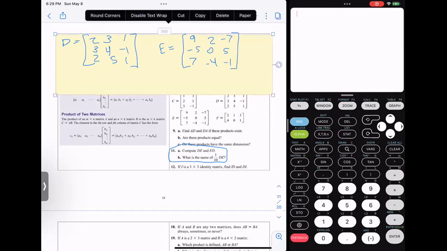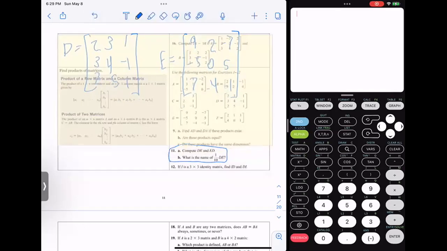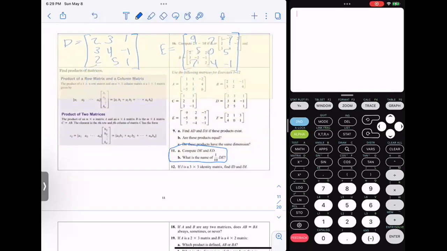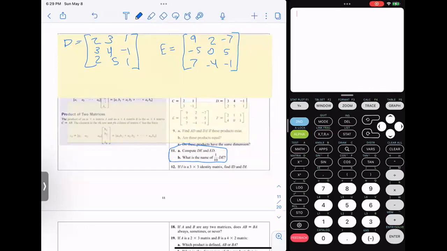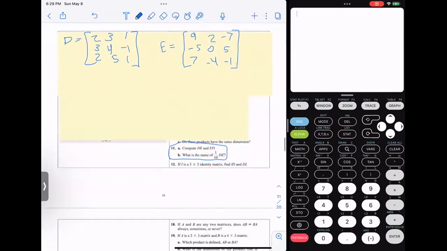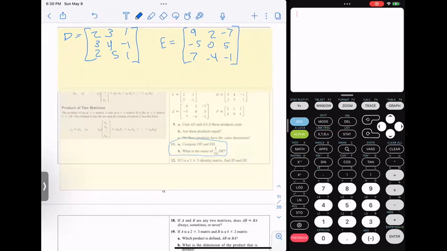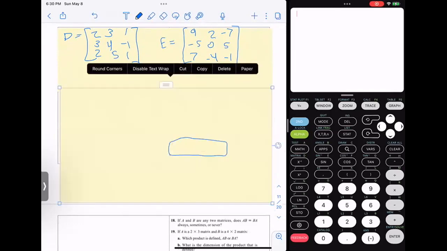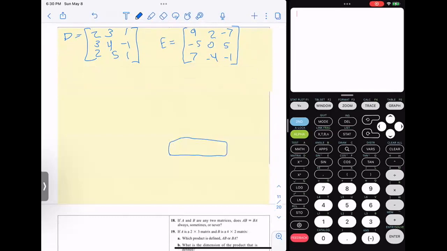For this one, we want to find DE and ED. So first, let's find DE by hand. So we want to find DE.